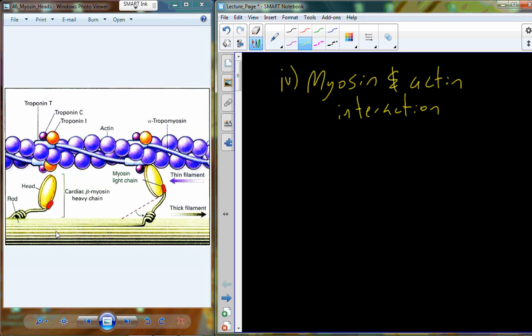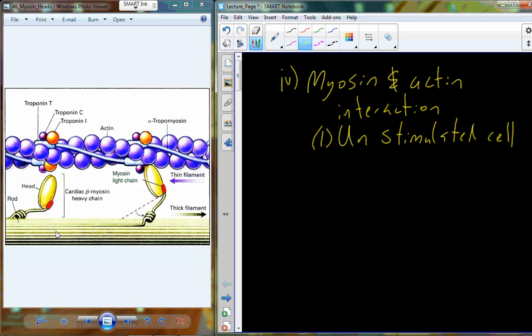Now, we want to take a look at myosin and actin and how they interact in two different ways. First, how the myosin and the actin interact when the cell is not being stimulated to contract, and then look at it when it's being stimulated to contract. And we'll start with the unstimulated cell. So the unstimulated cell, we basically don't have a nerve signal coming in to help with the influx of calcium into the cell. So the cell is at rest.